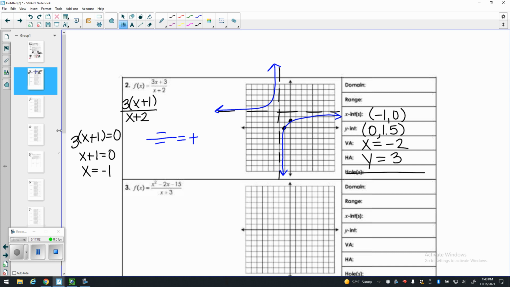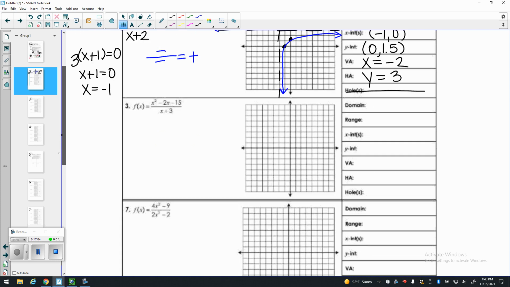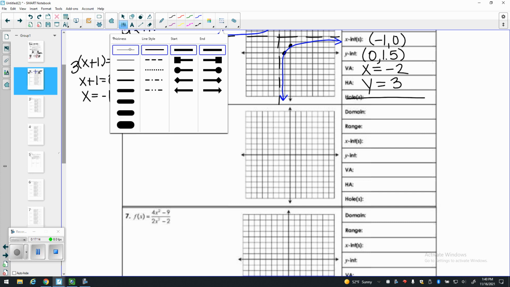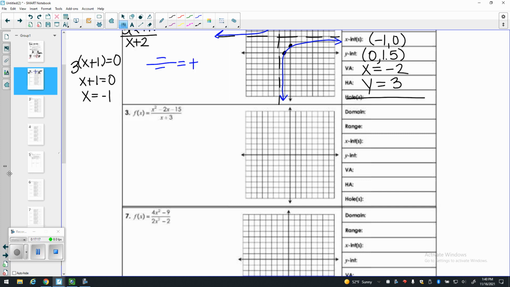Alright, number 3. What do I have to do first? What do we want to do first every single time if we can? Yep, factor. x squared minus 2x minus 15. How do I factor that? What multiplies to -15 and adds to -2? x minus 5 and x plus 3.